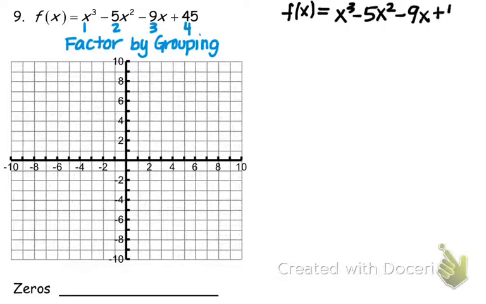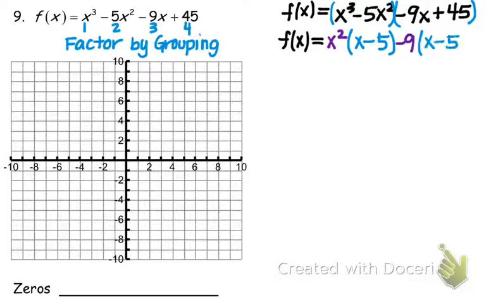And now I'm going to group my first 2 terms and my last 2 terms and see what I can factor out. Out of my first 2 terms, I can factor out an x squared. So on the inside I have x minus 5. Out of my second 2 terms, I can factor out a negative 9. So then on the inside I'm left with, again, x minus 5.